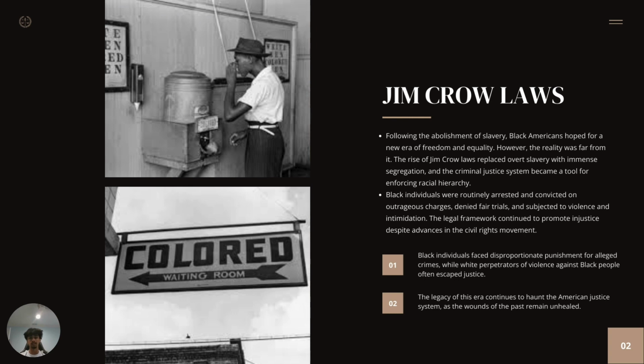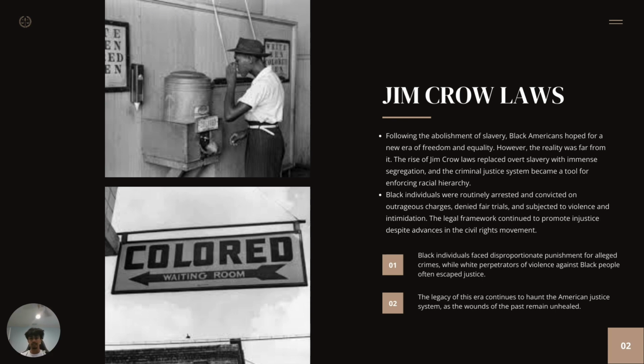Next is the Jim Crow laws. Following the abolishment of slavery, Black Americans hoped for a new era of freedom and equality. However, the reality was far from it. The rise of Jim Crow laws replaced overt slavery with immense segregation, and the criminal justice system became a tool for enforcing racial hierarchy. Black individuals were routinely arrested and convicted on outrageous charges, denied fair trials, and subjected to violence and intimidation. The legal framework continued to promote injustice despite advances in the civil rights movement.